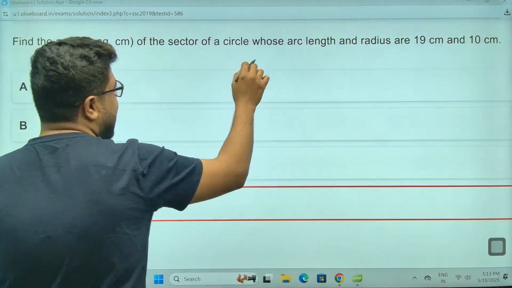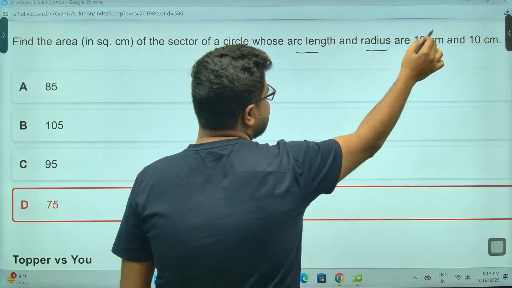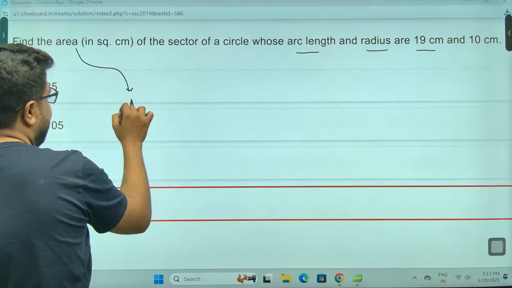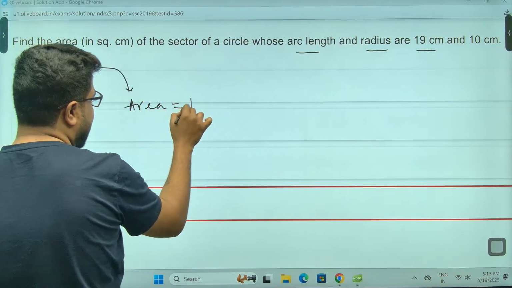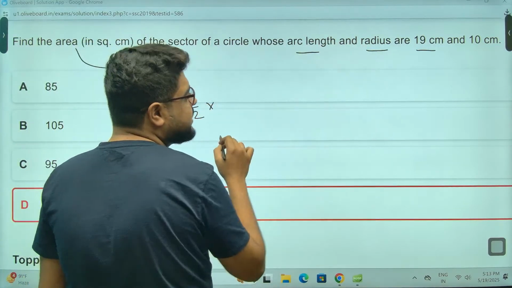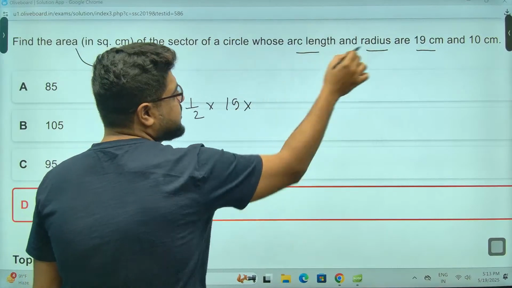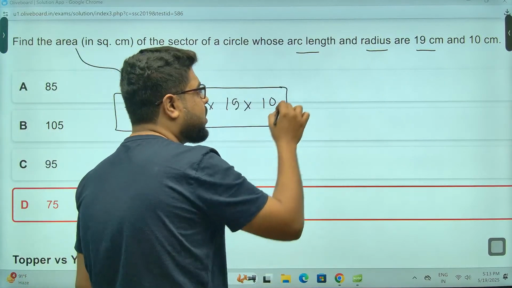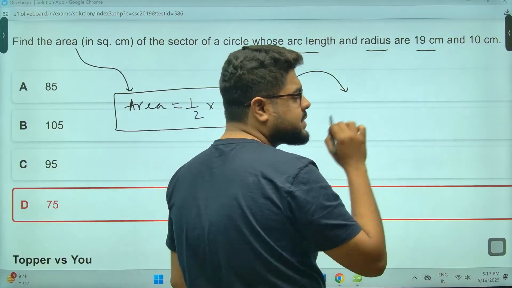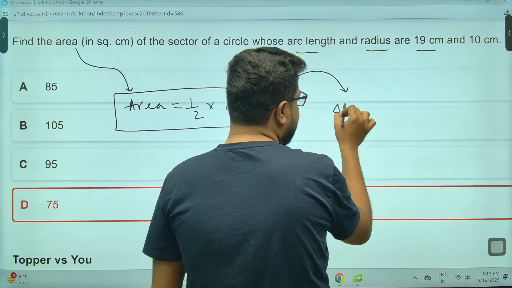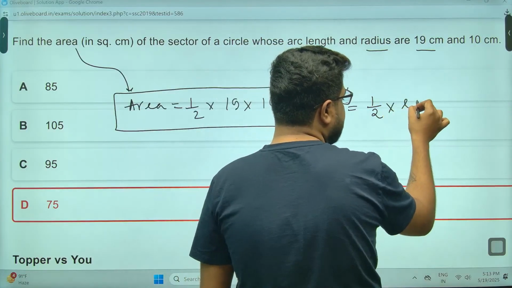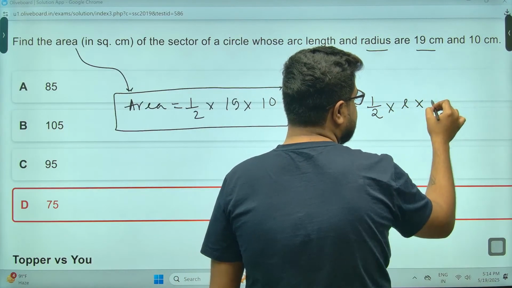Acha. Arc length is given, radius is given, 19 and 10. Sir, what is the area? Area of any sector is equal to half into length of the arc into radius. That is a very, very important formula. SSC last year also asked one question on this. So area of the sector is LR by 2, half into length of the arc into radius.